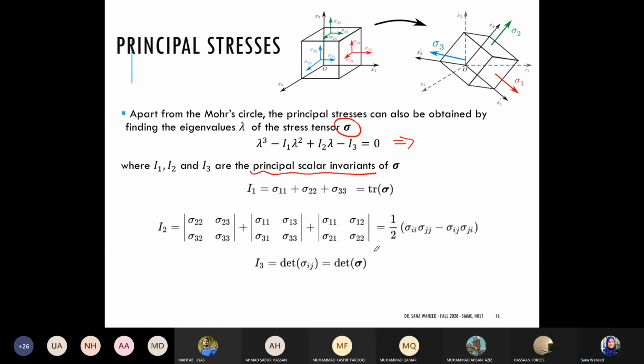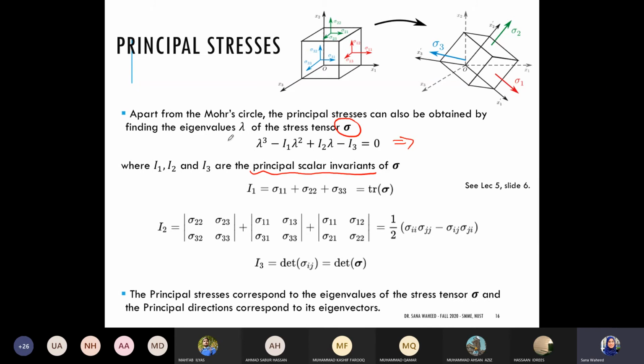Right. And then once we've got our I1, I2, I3, we pop those back into this equation and solve our cubic equation. See, it's right there, to find what our lambdas are. Now note that a cubic equation means we'll get 3 roots. So we'll get the 3 principal values. And for the stress tensor, those are then the principal stresses at that point in space.